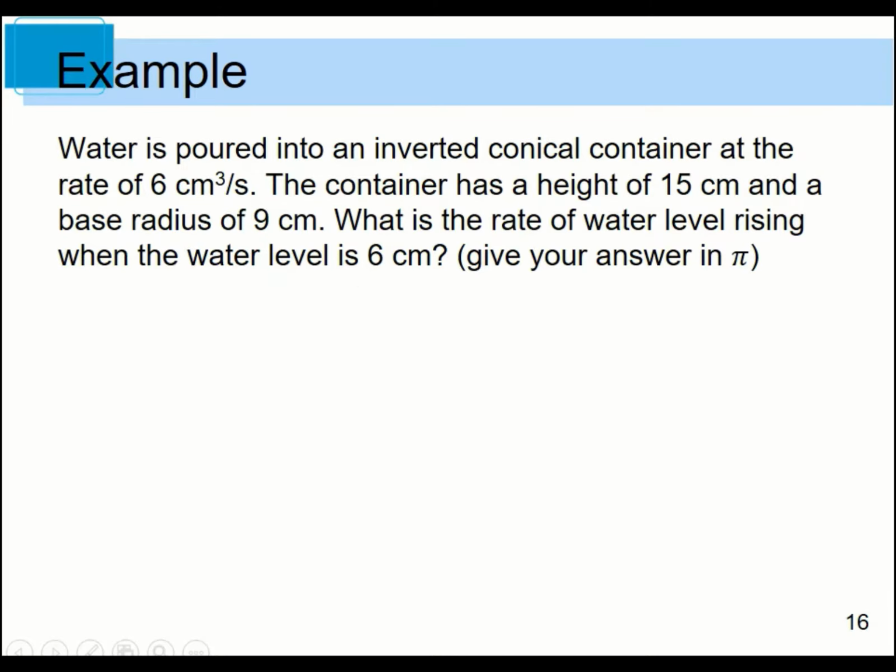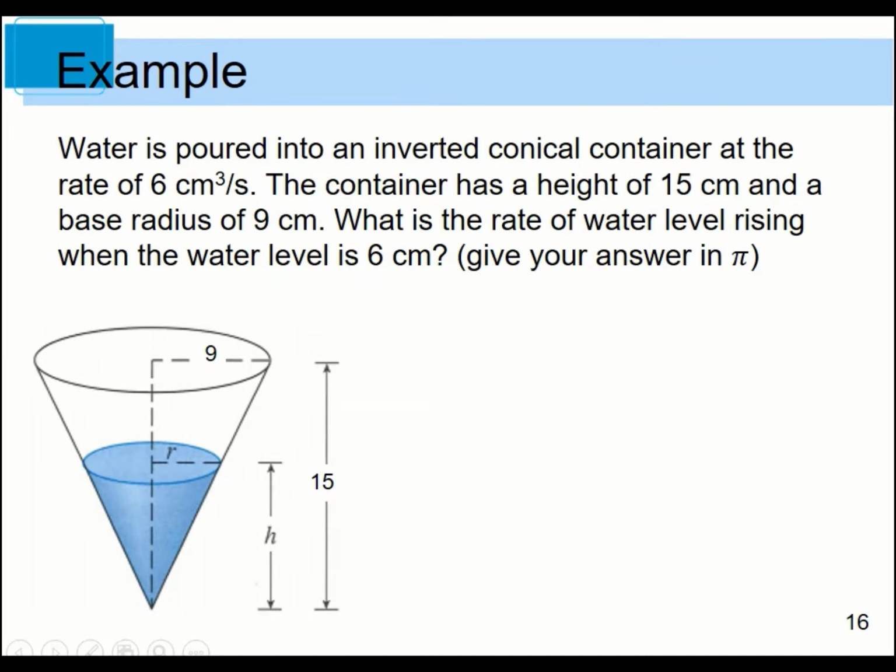First, we are going to draw and label the container, to understand the question better. This inverted cone is the container. The base radius is 9 cm, so we have 9 cm here, the base radius. And the height is 15 cm, so we have the height as 15 cm.